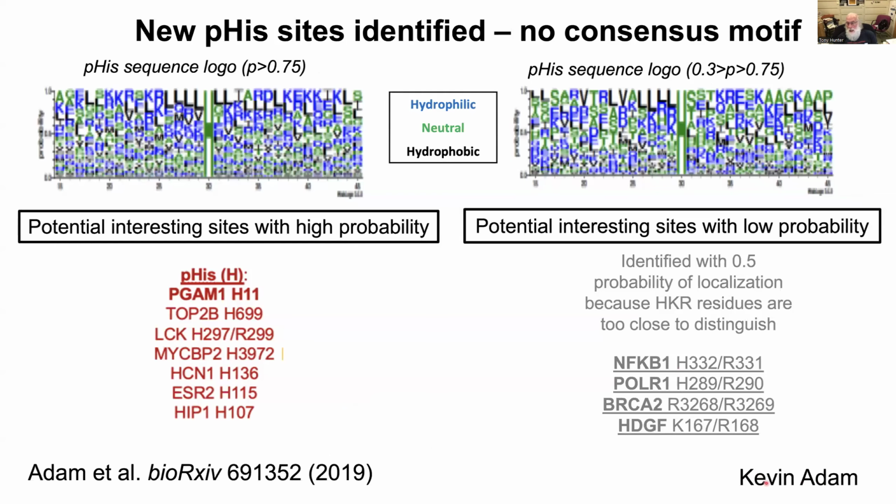In any case, Kevin Adam in the lab was able to do this using slightly modified conditions for mass spec. And we obtained around 70 potential sites of histidine phosphorylation. Here's the pile-up sequence logo. There's no consensus motif, so far at least, for histidine phosphorylation.